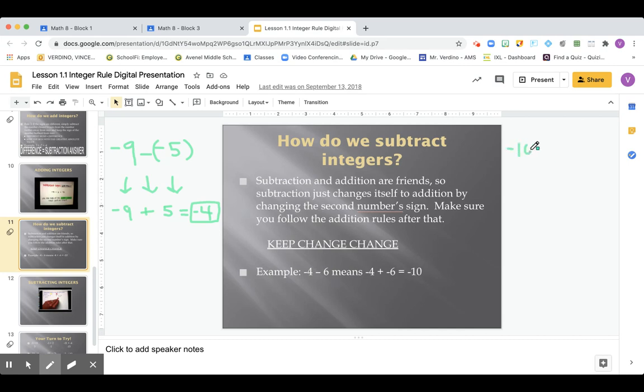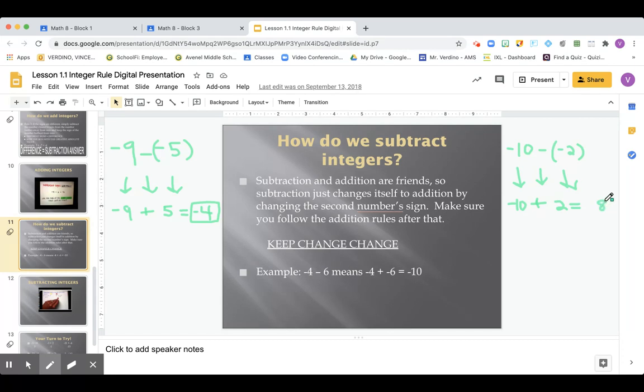Negative 10 minus negative 2. So keep change tells us to keep the first value, which is negative 10. Change subtraction to addition. And take the last value. If it's a negative 2, we're going to take the opposite of that, which is positive 2. Again, we have a negative plus a positive. When the signs are different, take the difference. The difference of 10 and 2 is going to be 8.